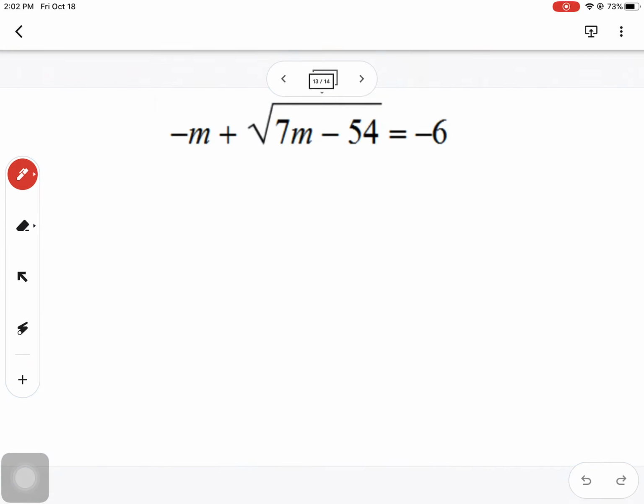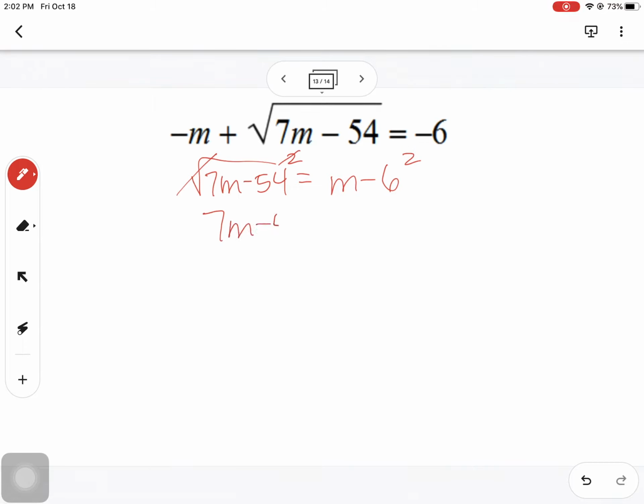For example, this one. So on this one, first thing we're going to do is isolate our radical. So I'm going to move that m to the other side. So this is 7m minus 54 equals m minus 6. Then we're going to square both sides to undo this radical.